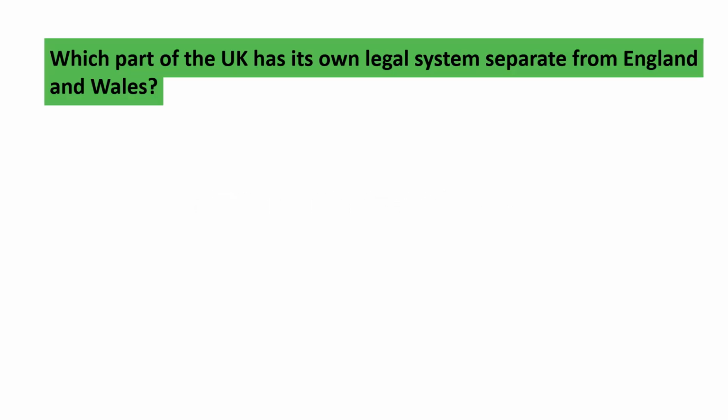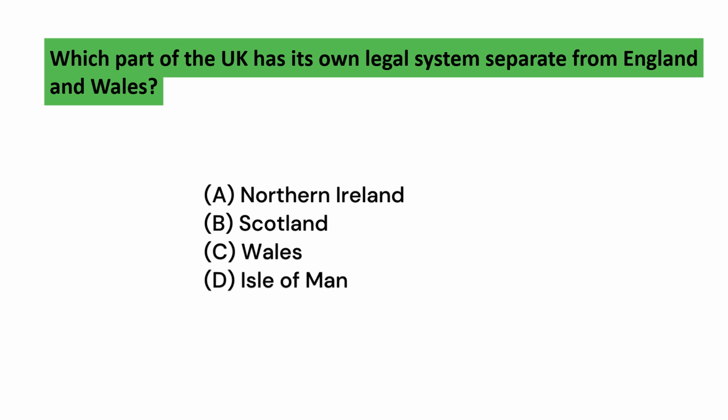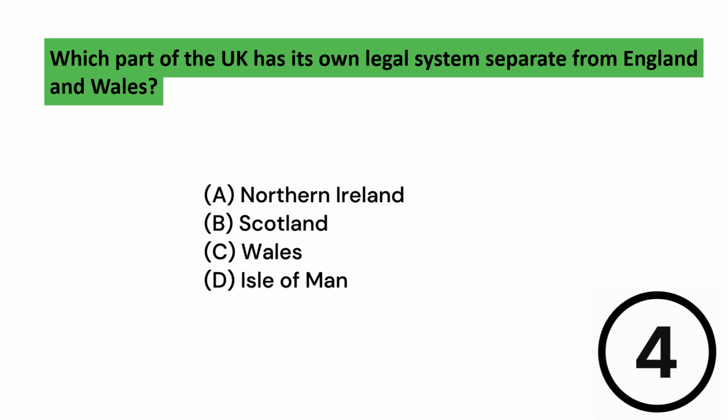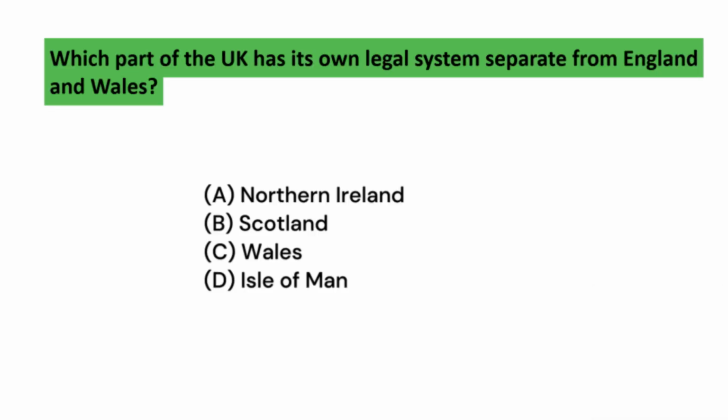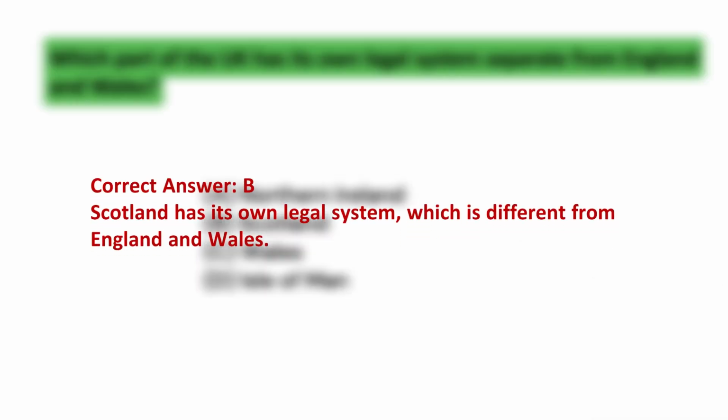Which part of the UK has its own legal system separate from England and Wales? Let's look at the options. A. Northern Ireland. B. Scotland. C. Wales. D. Isle of Man. Correct answer, B. Scotland has its own legal system, which is different from England and Wales.